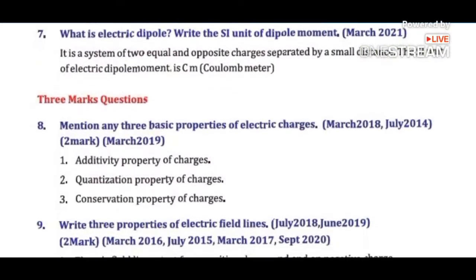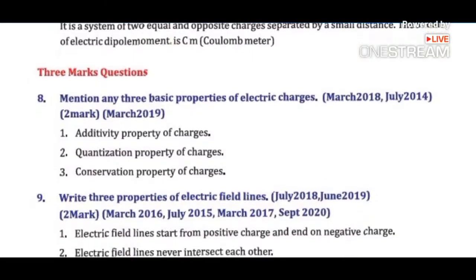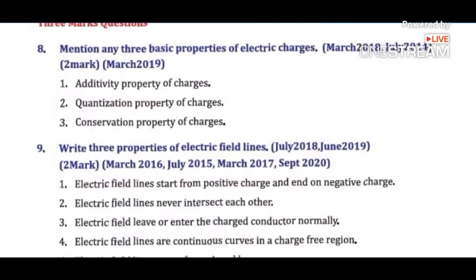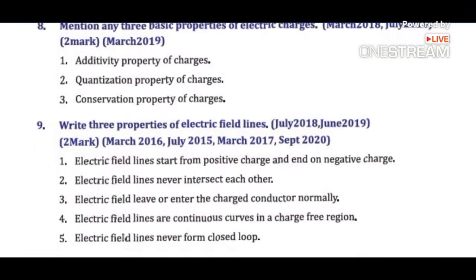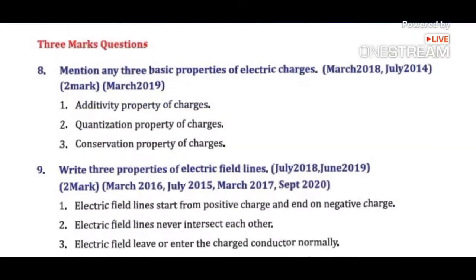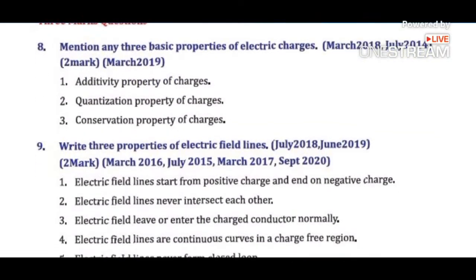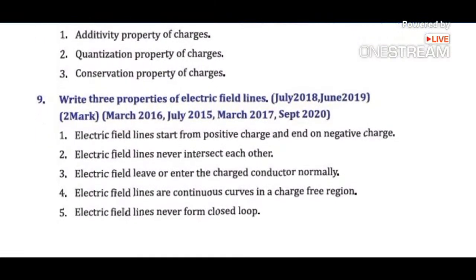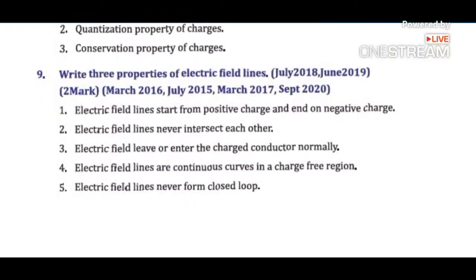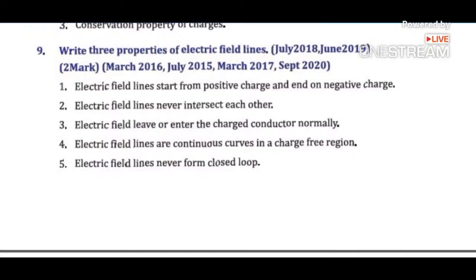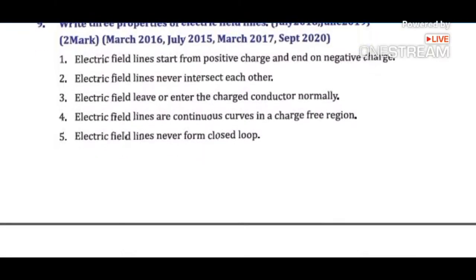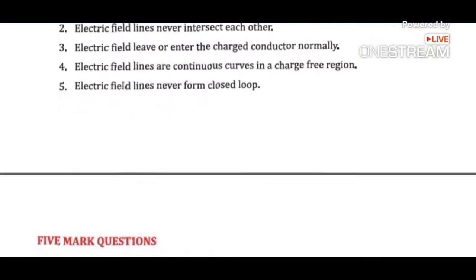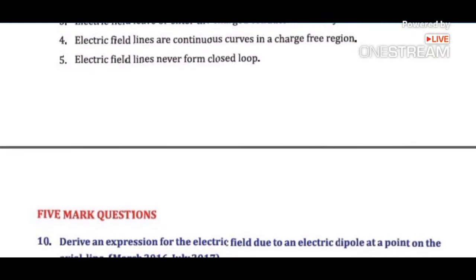3 marks questions. Question 8. Mention any 3 basic properties of electric charges. Answer. 1. Additivity property of charges. 2. Quantization property of charges. 3. Conservation property of charges. Question 9. Write 3 properties of electric field lines. Answer. 1. Electric field lines start from positive charge and end on negative charge. 2. Electric field lines never intersect each other. 3. Electric field lines leave or enter the charged conductor normally. 4. Electric field lines are continuous curves in a charge-free region. 5. Electric field lines never form closed loops.